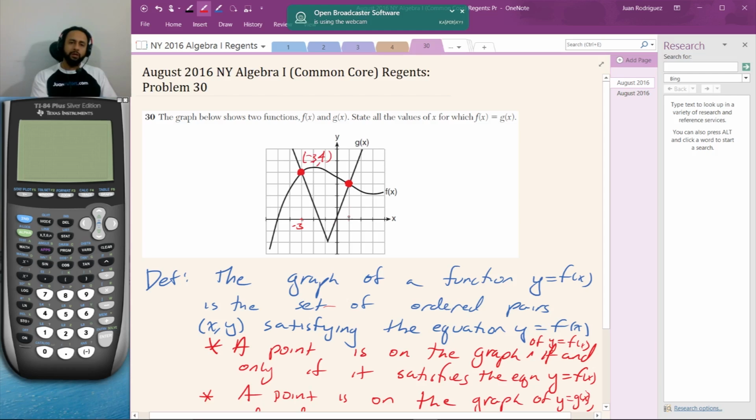And this point is (1, 1), (2, 3), (1, 3). So state the values of x for which f of x equals g of x. The answer for this is 1 and -3.